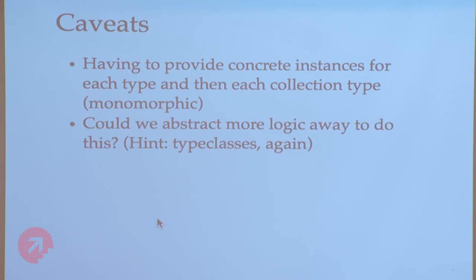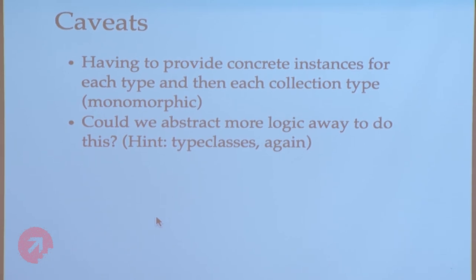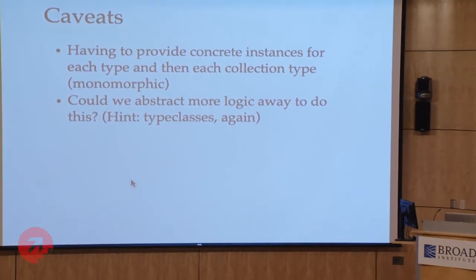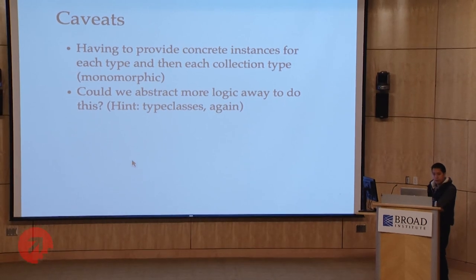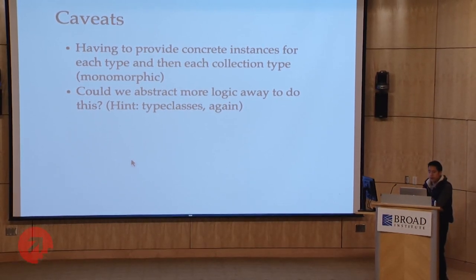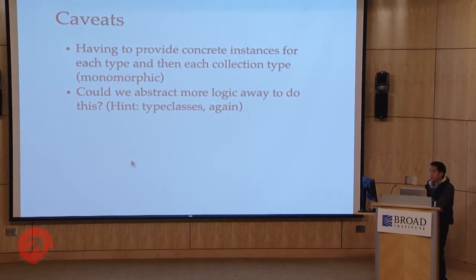There's a caveat, right? If I'm going to have a bunch of these domain types for business logic that I care about, I have to provide concrete instances for every single one of these types and every single collection that I might care about. It could work. It sounds like a lot of work and a lot of typing. Is there a way for us to abstract away some of this logic?